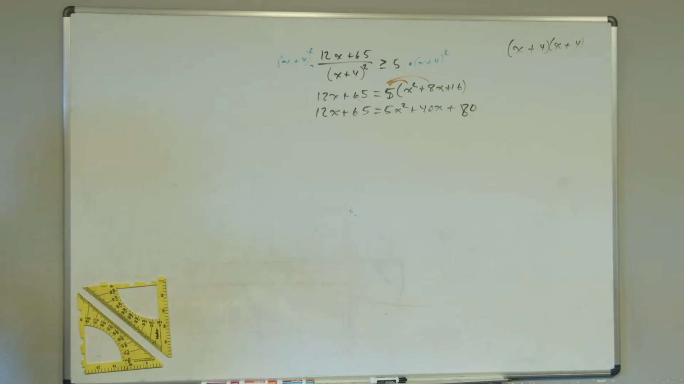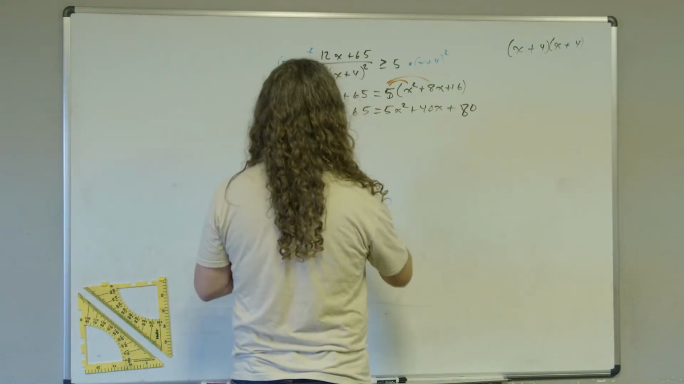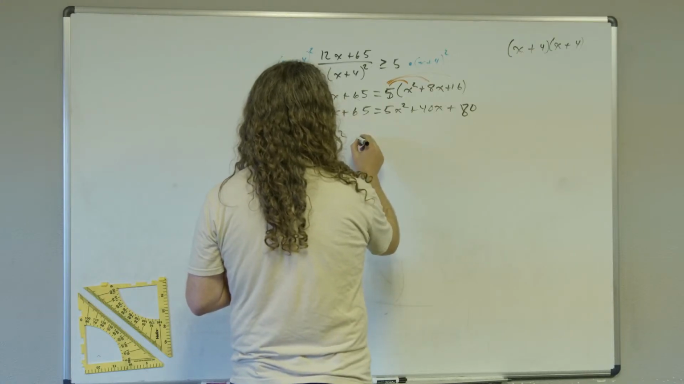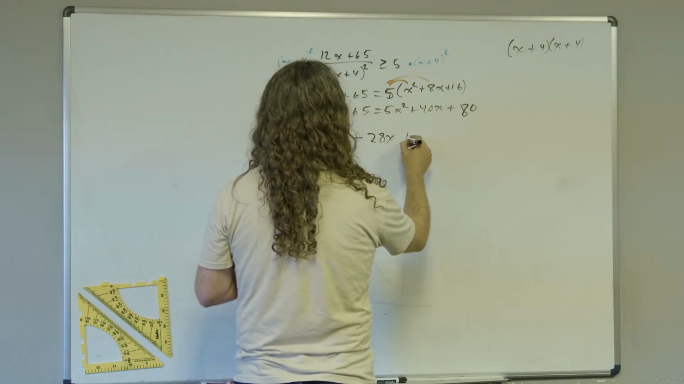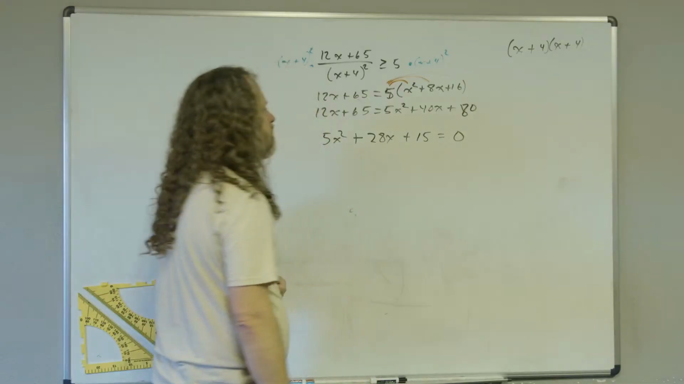What should we do now? Subtract 12x and 65. Sounds great. 65 and 80 and 40 are such large numbers. So 5x squared plus 28x plus 15 equals 0.